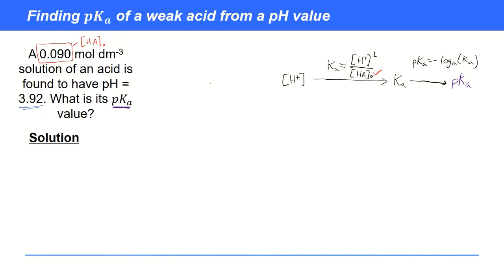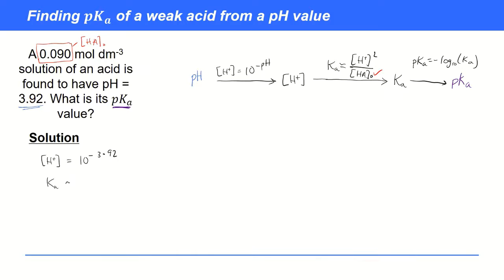And we can get the H plus concentration because we know that we've got the pH value, and if we can just reverse our definition of pH, we can find the H plus concentration in this way. So let's see how that actually works. So the H plus concentration is going to be 10 to the power minus 3.92. Again, there's no need for you to actually work that out. You can just simply use it in the calculation directly.